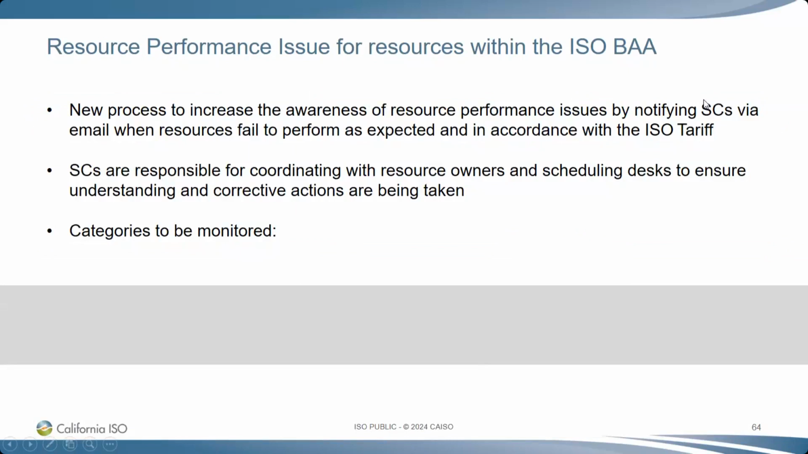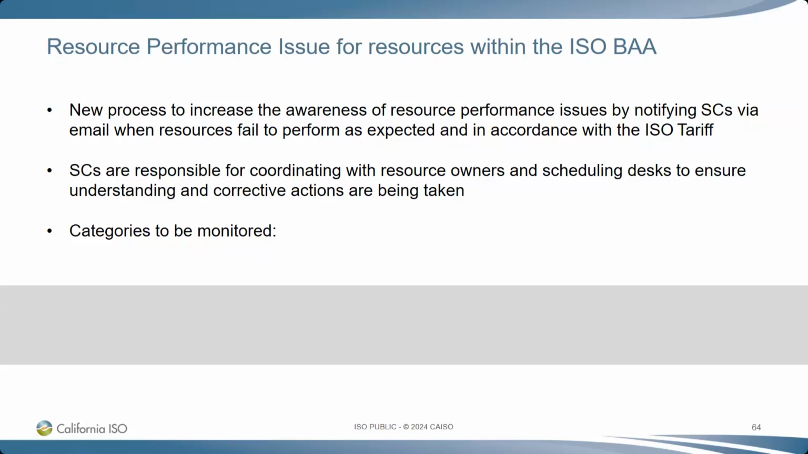But those are possible implications. One of the things that the ISO has just put into place is the resource performance issue for resources within the ISO BAA. So this is part of an effort that our customer experience group has been working on. It's a new process to increase the awareness of resource performance issues. What we'll do is notify the SCs via email if a resource is failing to perform as expected, if they're not performing along with the ISO tariff requirements.